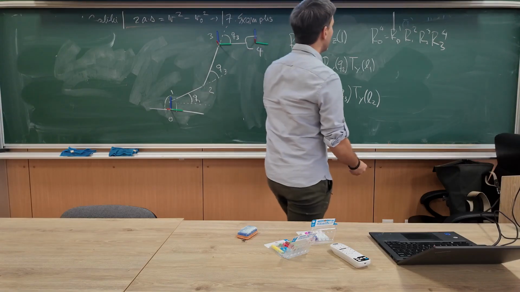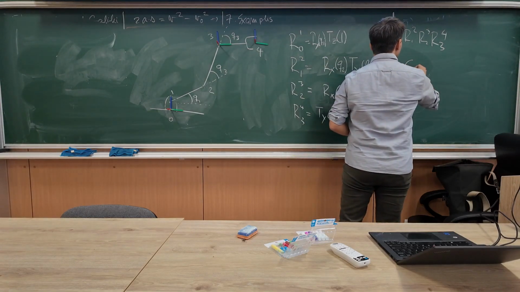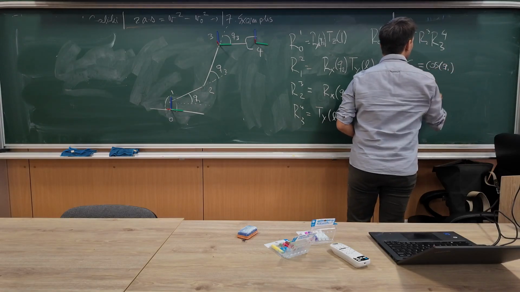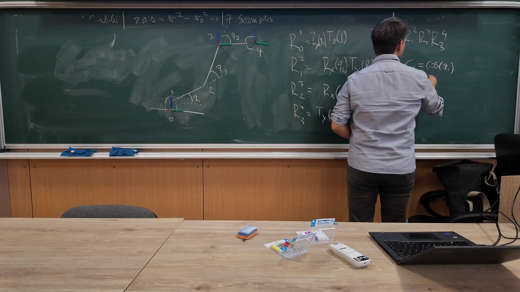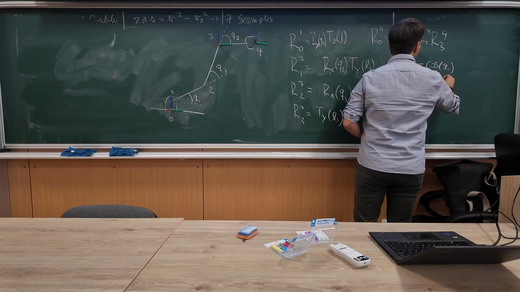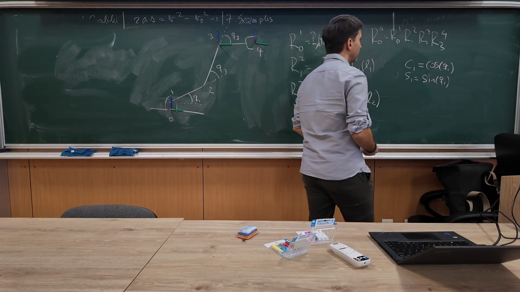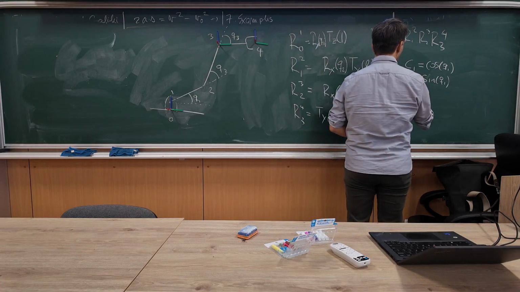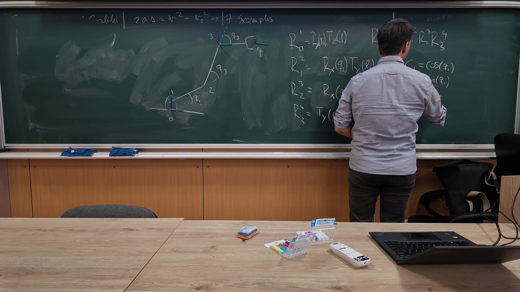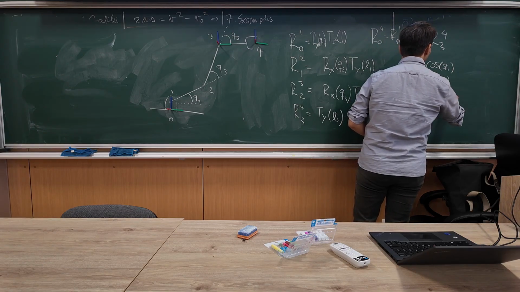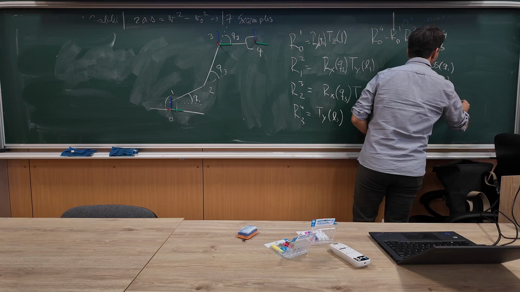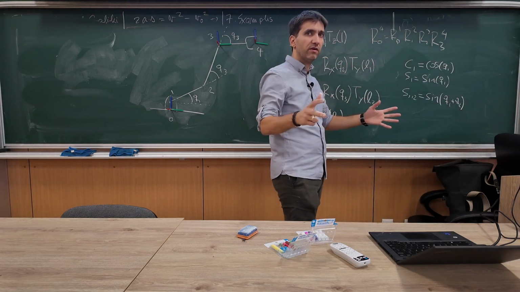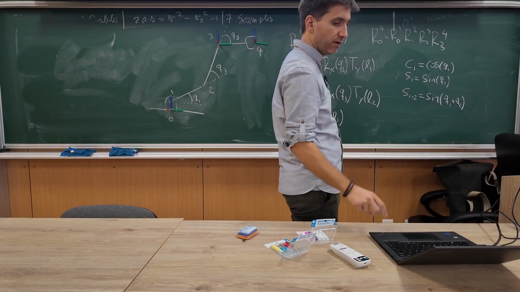So I don't remember if we mentioned it last week, but C1 is cosine of Q1. S1 is sine of Q1. All right. And if I have S1,2, it will be sine of Q1 plus Q2. Okay, this notation is just so we keep the transformation matrix a bit more compact.